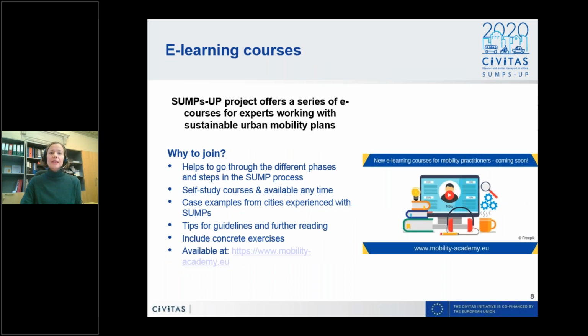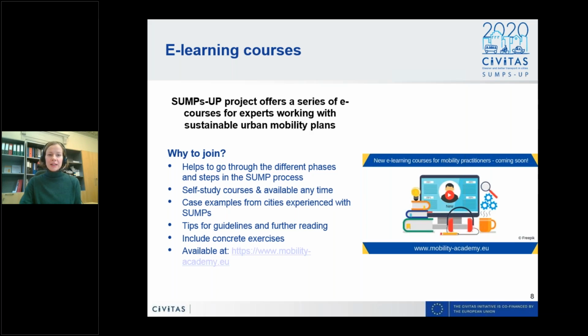Then we have e-learning courses. We offer altogether several e-learning courses for experts who want to work with sustainable urban mobility plans. And the courses help to go through the different phases and steps in the SUMP process and get guidance on how those could be implemented on local level. And they are self-study courses, available anytime, and they are also free to participate.